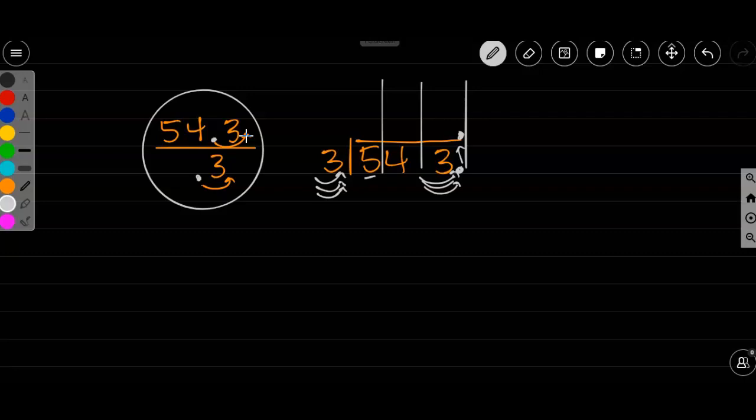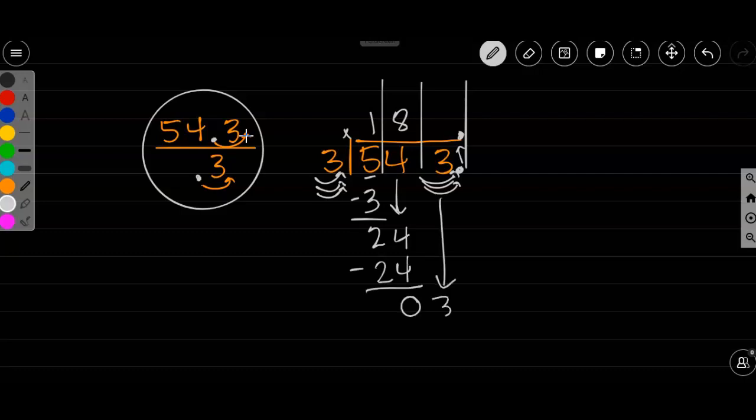If we have 5, can we divide that or make groups of 3? Yes, we can make 1. 3 times 1 is 3. So we take that out. We have 2 left. Bring down your 4. If you have 24, can you make groups of 3? Absolutely. You can make 8 exact groups of 3. 8 times 3 is 24. Take that out. That's what you were able to put into groups. And now we have exactly 3. So that would be 1.